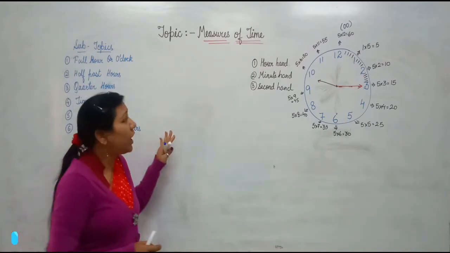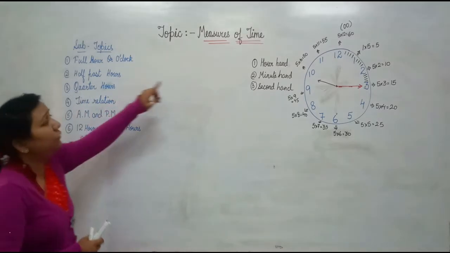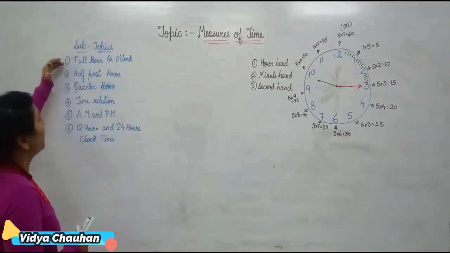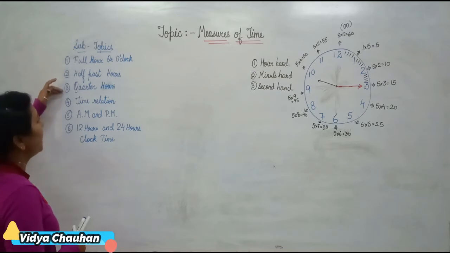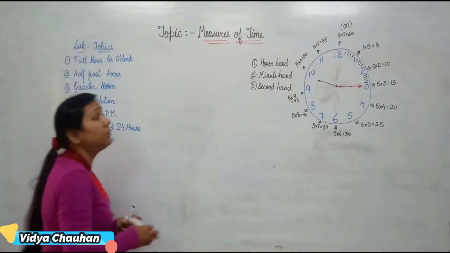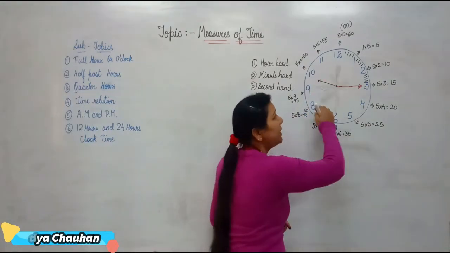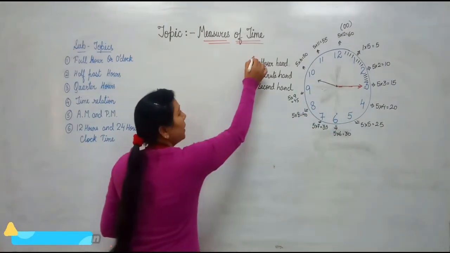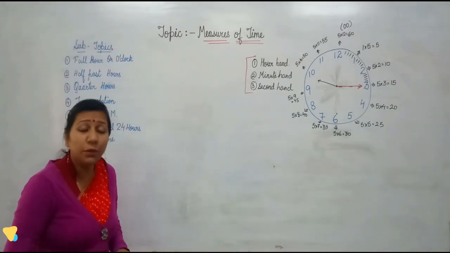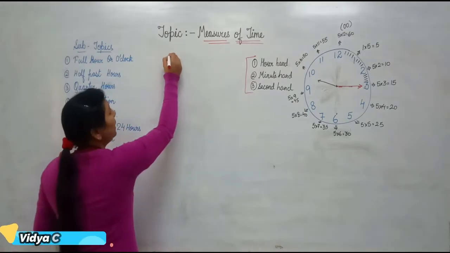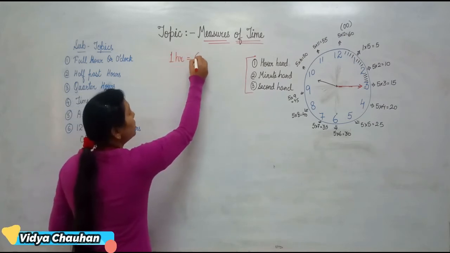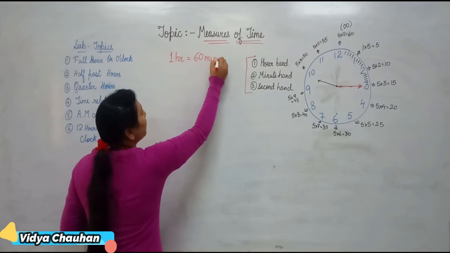So students, after discussing the different hands in the clock, hour hand, minute hand, second hand, and the different types of times, that is full hour, half past and quarter hours, it's time for time relations. What is the relation between the three hands which are present in the clock? As we have discussed, there are 3 hands in a clock, so there must be some relation between these 3 hands. So yes, the first relation says 1 hour is equal to 60 minutes.